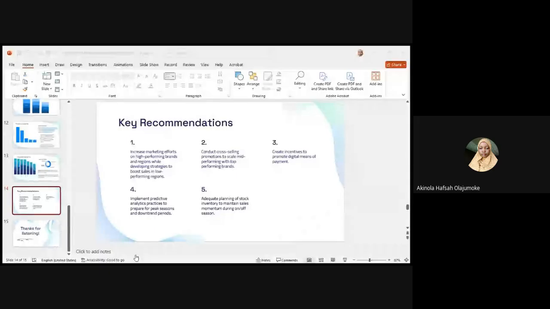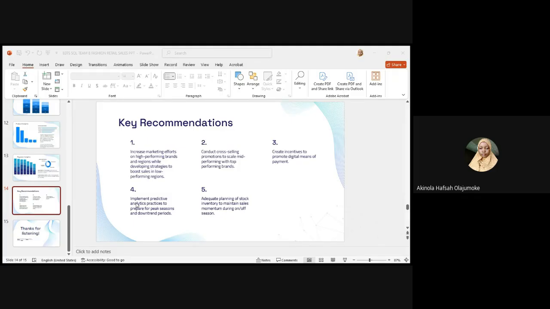All right. In conclusion, our recommendations for the fashion sales store include that they should increase their marketing efforts on high-performing brands. As we saw, Nike was the leading brand across all the countries, so they should improve their marketing efforts in that region and also develop strategies to boost sales in regions that had low performing sales. Secondly, we would also advise the fashion store to conduct cross-selling promotions to pair underperforming brands with top performing brands.